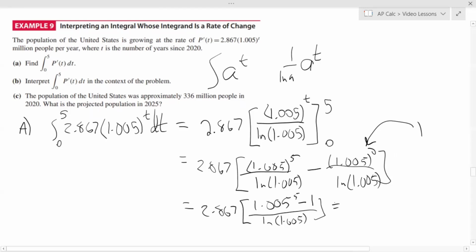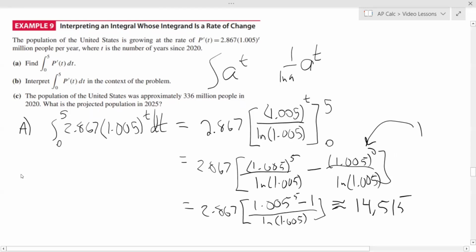Now, dumping that into a calculator, you get approximately 14.515. Now, that's the answer, the numerical answer. All right, part B asks us to interpret p prime of t in the context of the problem. Now, since p prime represents the rate of change in millions with respect to time, the definite integral from 0 to 5 is going to be the projected change in population in millions of the United States from t equals 0, which is 2020, to t equals 5, which is 2025.